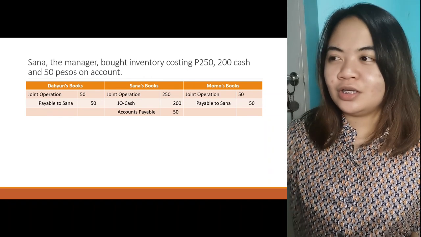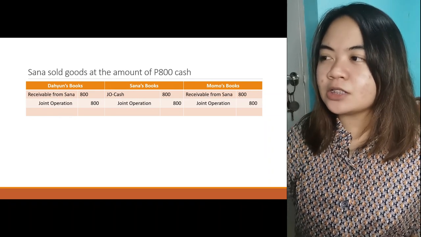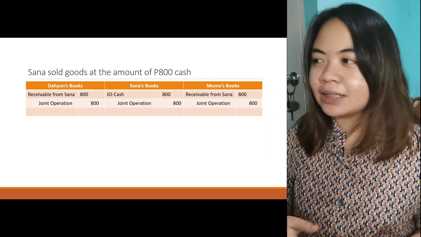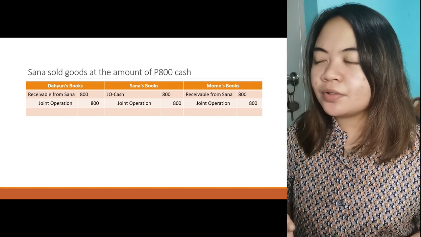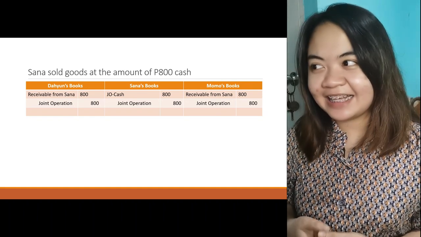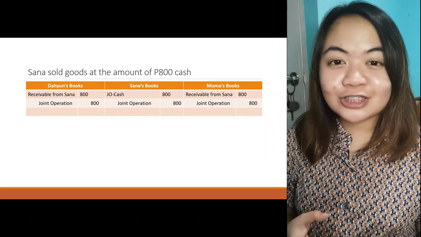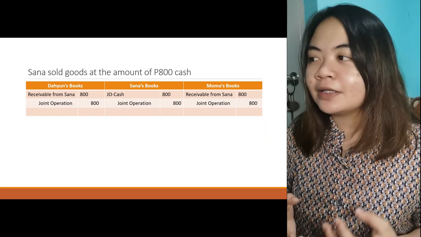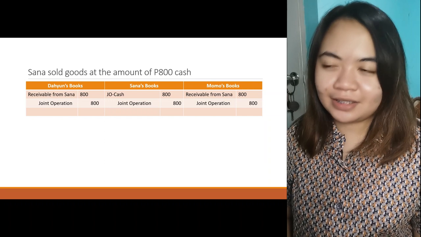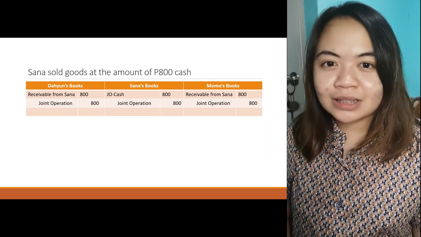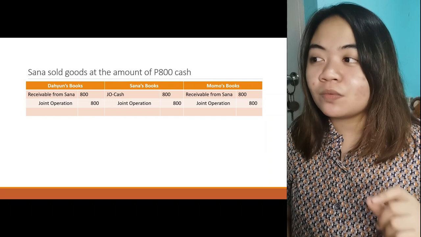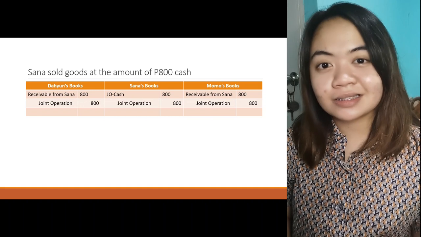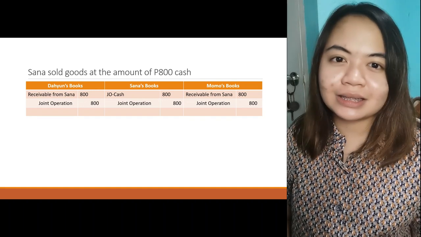After the business transactions happen for the joint operations. Okay? Next, Sana sold goods at 800 cash. Okay? So, nagbenta daw si Sana. So, we have kay Dayon's books, debit siya ng receivable from Sana. Okay? 800. And then, credit siya ng joint operations. Kasi kita natin sa T-account kanina, naka-credit ang sales and other income. Credit joint operation, 800. Okay? And then, kay Sana's books, kasi naka-receive siya ng cash. So, debit JO cash, 800. And then, credit joint operation, kasi siya ay sales. Okay? Credit joint operations, 800.